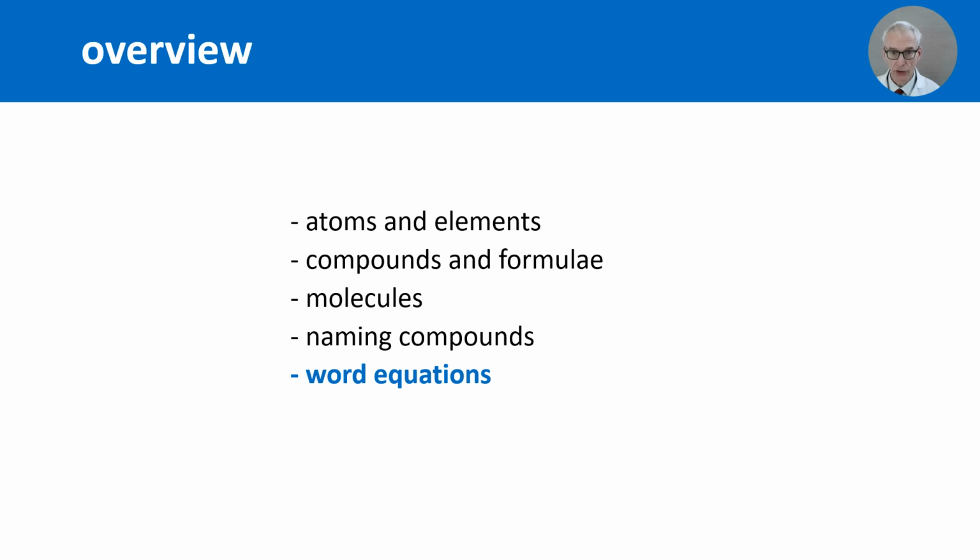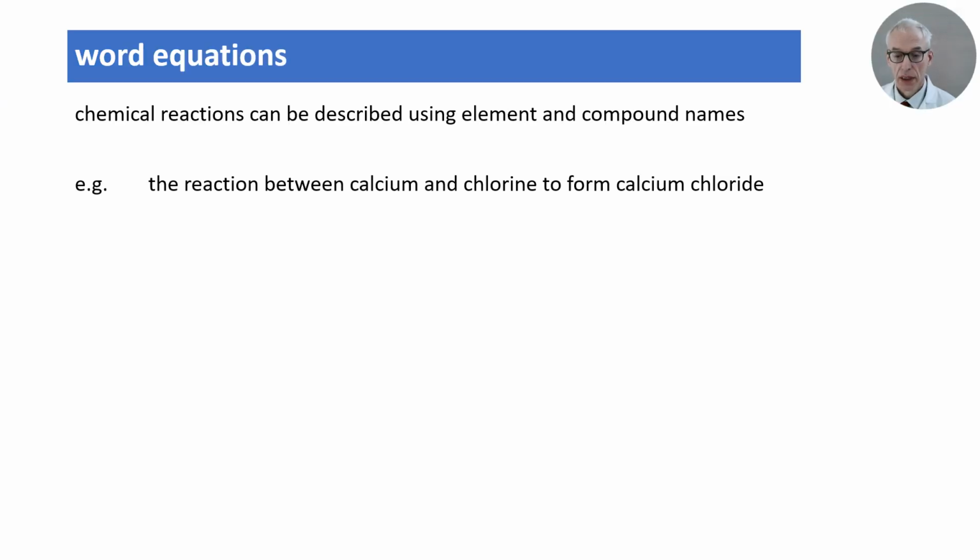Word equations. Word equations are ways of describing chemical reactions using the element and compound names. For instance, the reaction between calcium and chlorine to form calcium chloride. Can you put that into a word equation? Pause, come back to look at mine in a moment. So calcium and chlorine, get the name of the compound right, calcium chloride. That is a word equation.